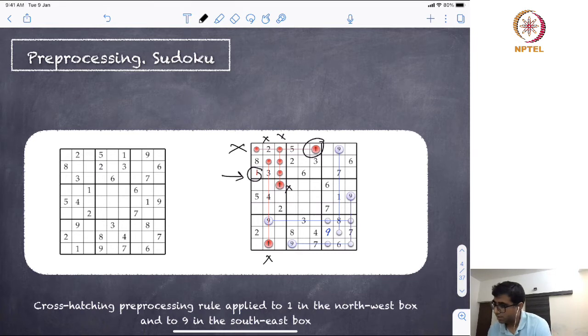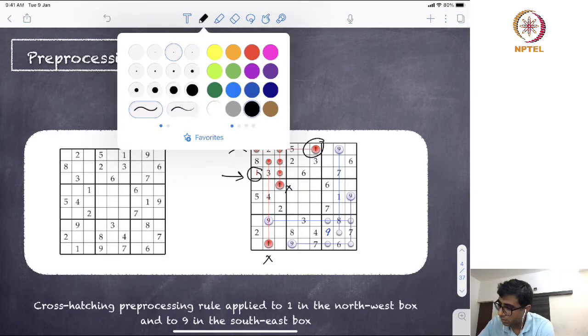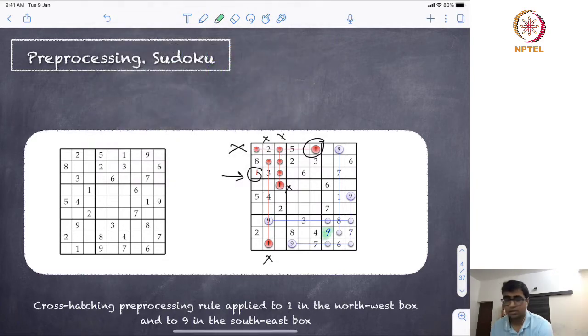Similarly, we can say the same about 9 here. Look at this box: the presence of a 9 here rules out 9 in this column, the presence of a 9 here rules out 9 in this row, and the presence of a 9 in the last column rules out another cell. So then the only entry which is left to be filled with 9 is here. So these are called cross-hatching rules.